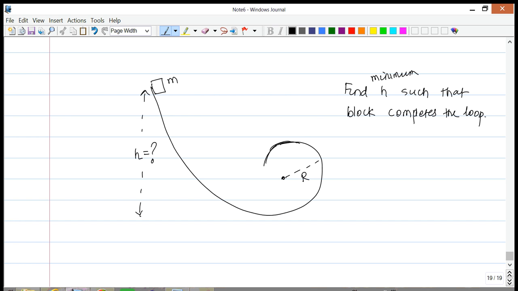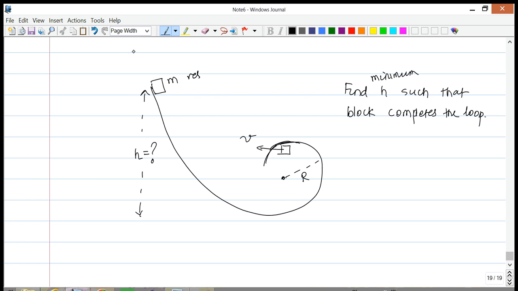The problem is actually straightforward once you understand what's going on. We're going to use two concepts here. First concept is we need to figure out the minimum condition for it to complete the loop. Then the second concept is, how do we find the height once we know the speed at this location? We need to find the speed here first. If we know the speed here, then using the speed we can figure out the height here.